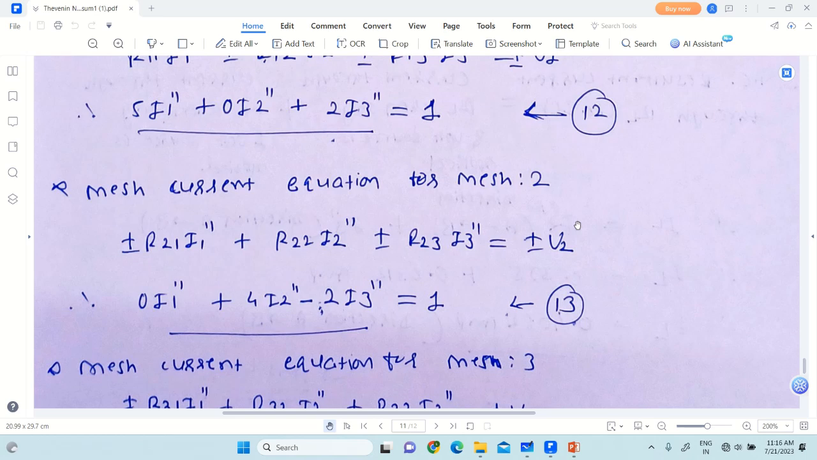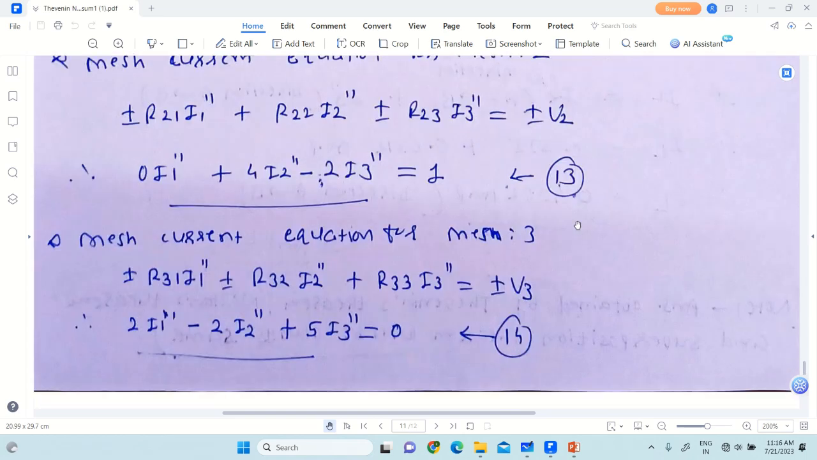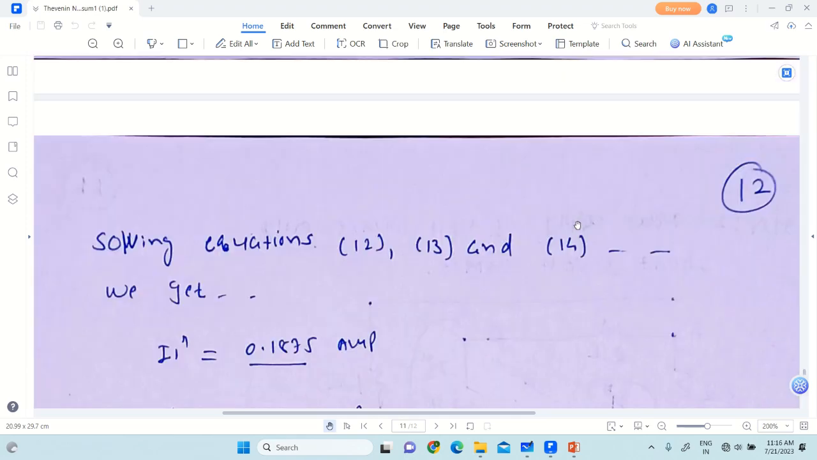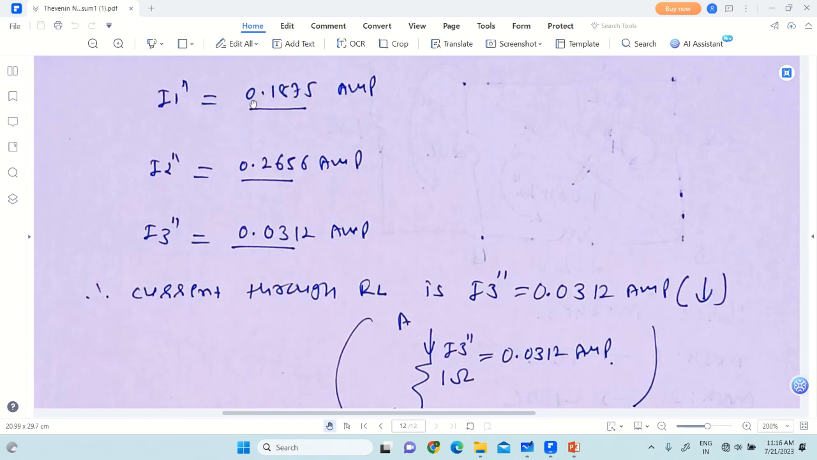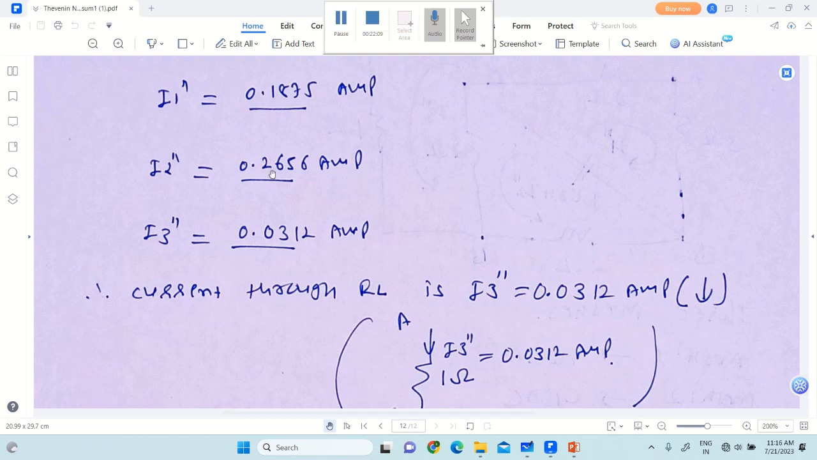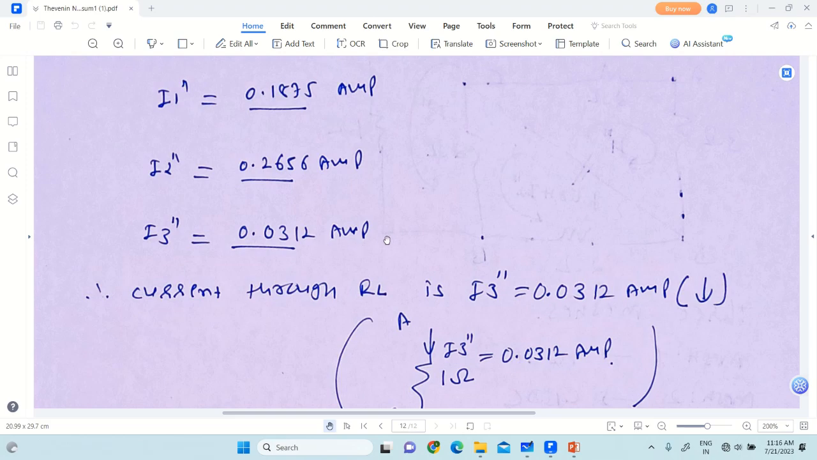Now there are three equations. Equation number 12, 13 and 14. There are three variables, I1 double dash, I2 double dash, I3 double dash. Use the matrix, invert the matrix and get the solution. So I1 double dash is 0.1875, I2 double dash 0.2656 amps, I3 double dash 0.0312 amps.